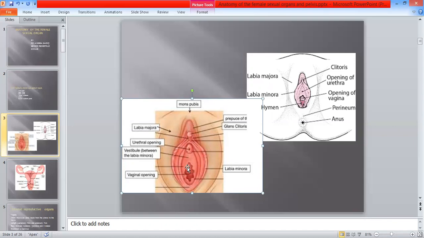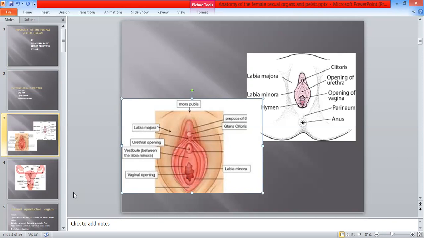The next is the hymen. The hymen is a thin covering of mucous membrane across the entrance into the vagina. It is usually perforated, which allows menstruation. The hymen is ruptured during intercourse, and any remaining tags are called carunculae myrtiformes. These are the external genital organs.